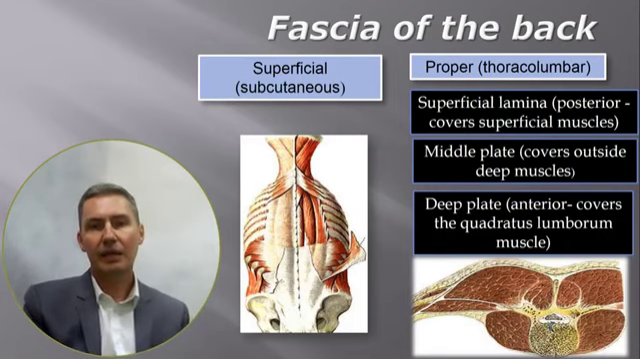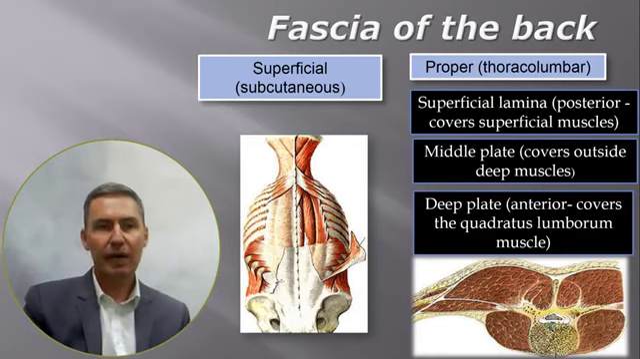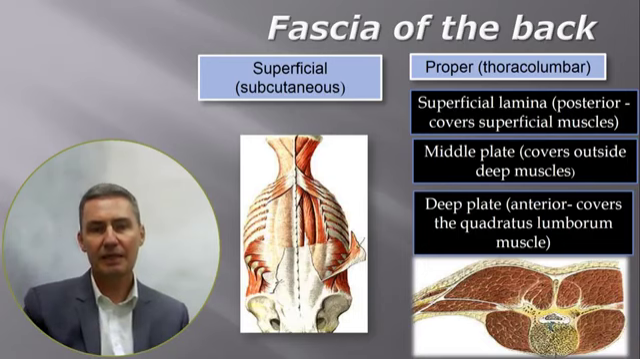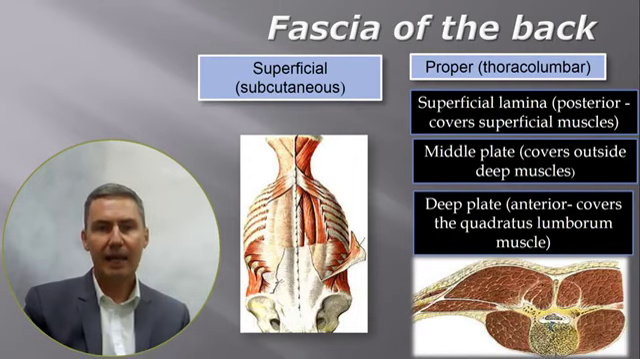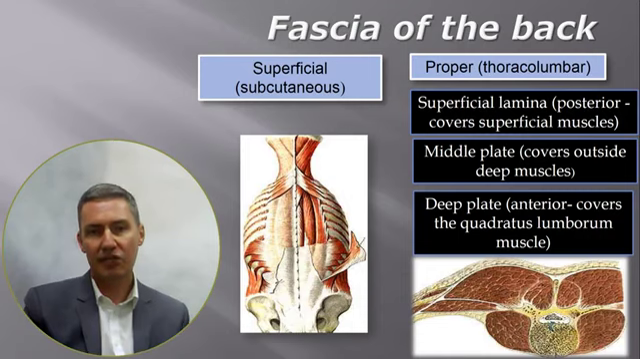Fascia of the back. Fascia of the back is represented by two main plates. The first one is the superficial or subcutaneous fascia. This fascia covers the body entirely and is located deep to the skin. It is very thin. And the proper fascia of the back, which is the thoracolumbar fascia, is the layer of dense connective tissue which covers the muscles.